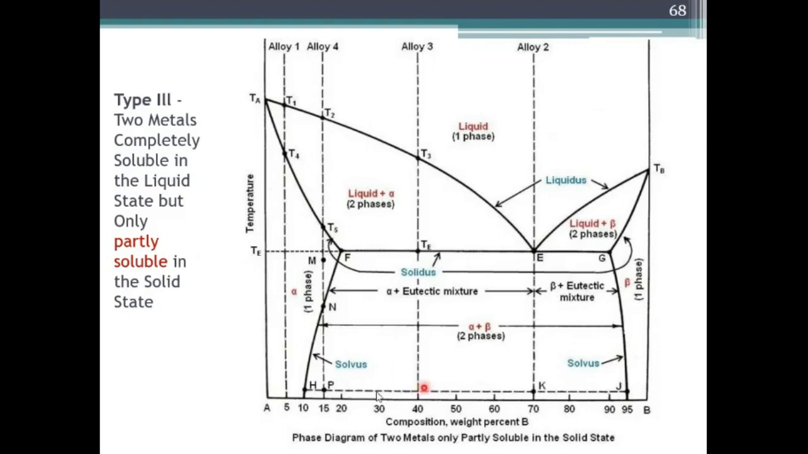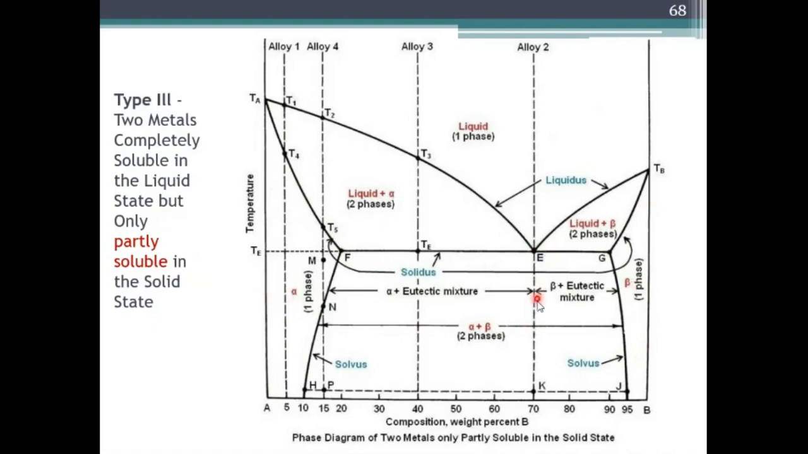Here you will be having that alpha plus beta. And below that eutectic point, this region will be alpha plus eutectic mixture, and this region will be beta plus eutectic mixture. But when you see above this eutectic line, already there is one phase. We call it as beta phase, and here pure beta phase. Here it is pure beta phase, and here it is pure alpha phase.